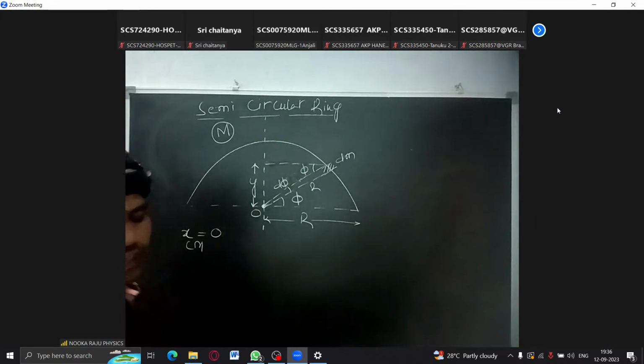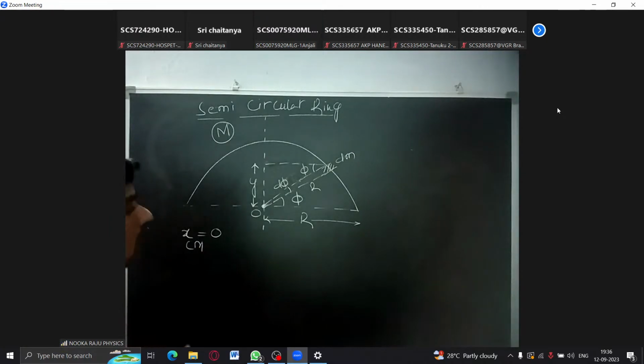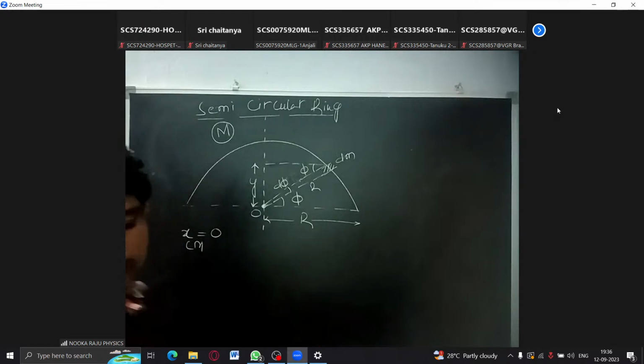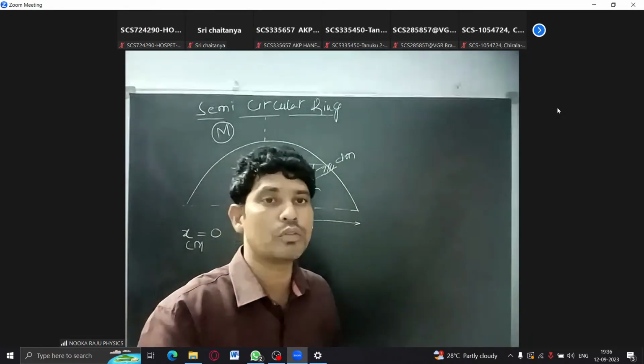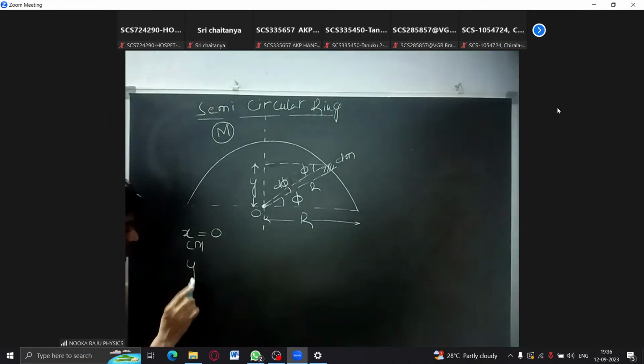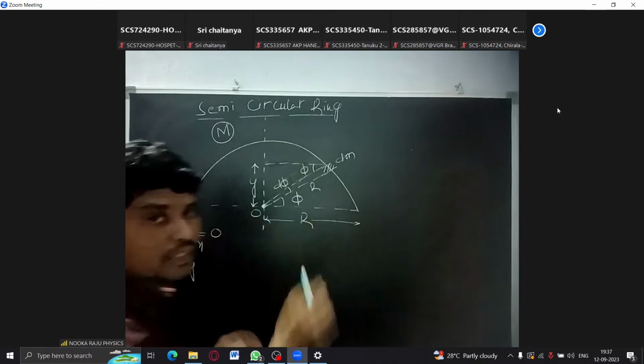Okay, coming to the point now. How do we calculate the center of mass of the semicircular ring? What are the formulas? We discussed them yesterday clearly. YCM equals, yes, I want to calculate the YCM value along the axis.